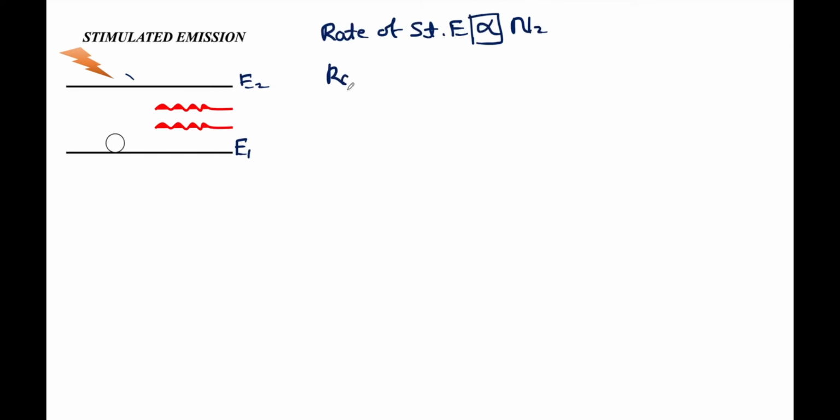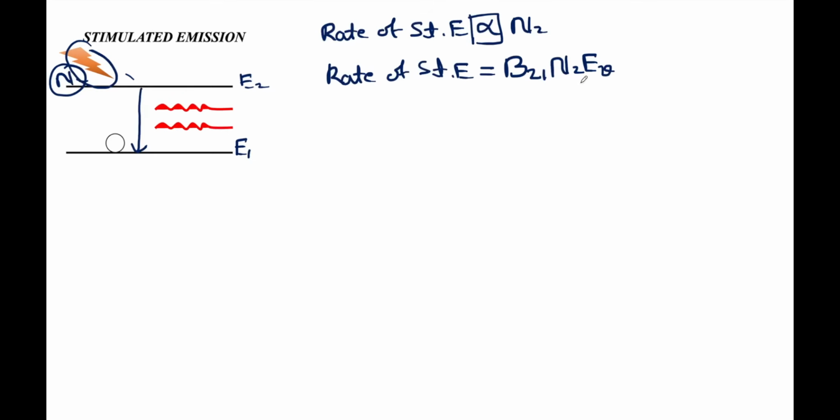So rate of stimulated emission is equal to B. Where is the transition of the electron? E2 to E1, so subscript 2 1. How many electrons? N2 electrons, so N2. To make a transition, is energy required? Yes, energy is required, that means E nu. So we got three equations.